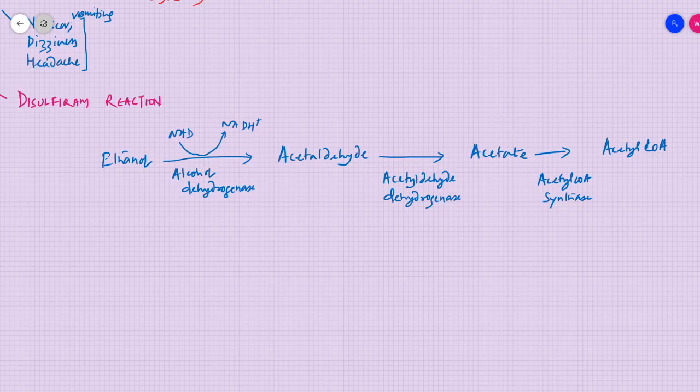So it was known that acetaldehyde, if it accumulates in the blood, causes certain symptoms in the patient. And the symptoms are, it causes flushing, it causes weakness, it causes nausea, it causes tachycardia. What is tachycardia? Yes, an increase in the heart rate. And it causes hypotension.